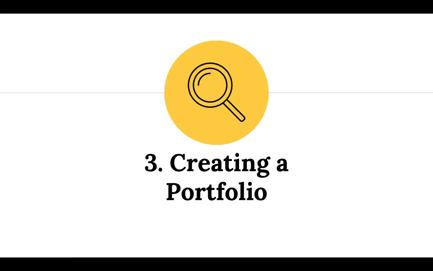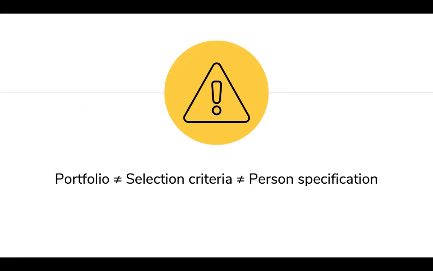Okay, so now we're moving on to creating a portfolio. There are three components to applying for specialty training. So there's the portfolio, selection criteria, and the person specification.